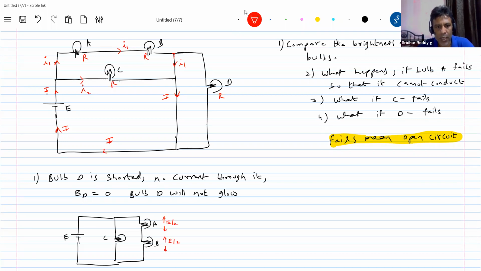Any formula for this? Potential difference formula? Now come to power dissipated. What is the power dissipated formula? V square by R, since we know the potentials. Therefore, which has more brightness? The brightness of bulb C will be greater than that of A and B. B means brightness. B indicates brightness.